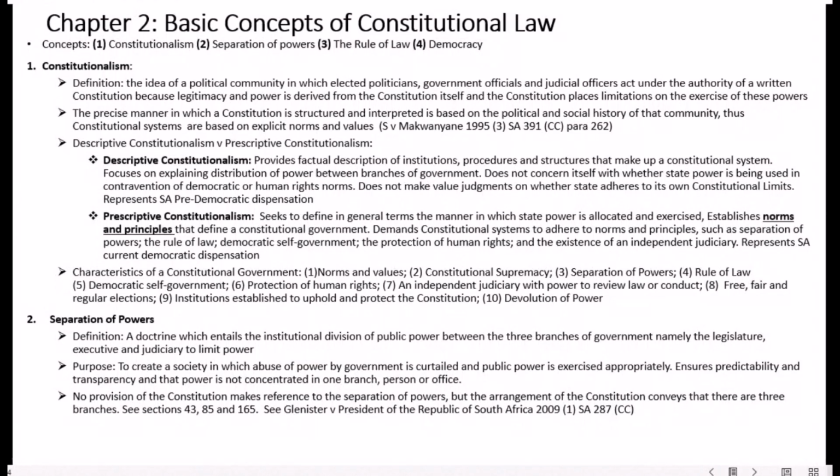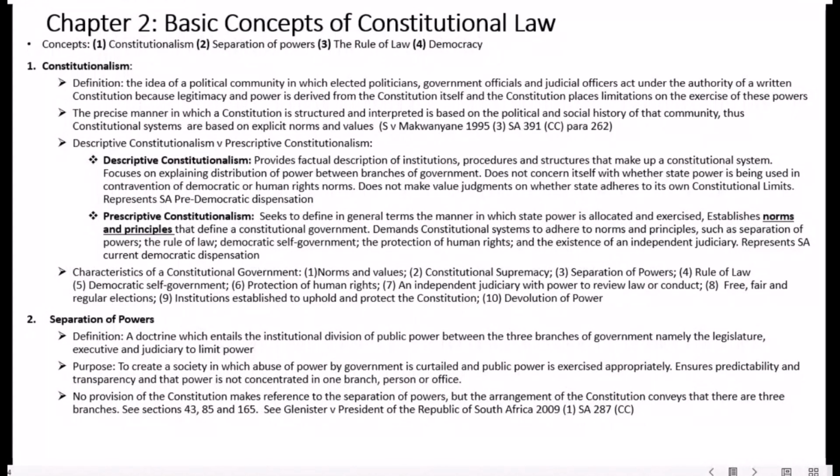by government. The precise manner in which a constitution is structured and interpreted is based on the political and social history of that community. Thus, constitutional systems are based on explicit norms and values, and that was indicated in the case of S versus Makwanyane at paragraph 262. And then, colleagues, we've got 2 different types of constitutionalism or approaches or perspectives on constitutionalism.